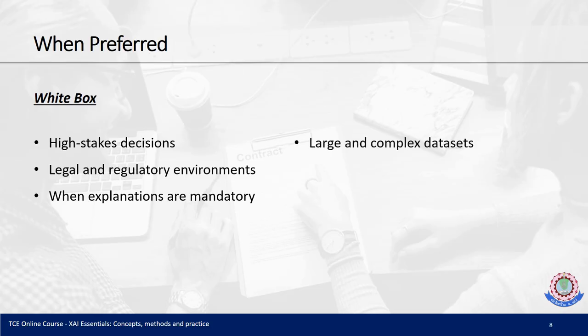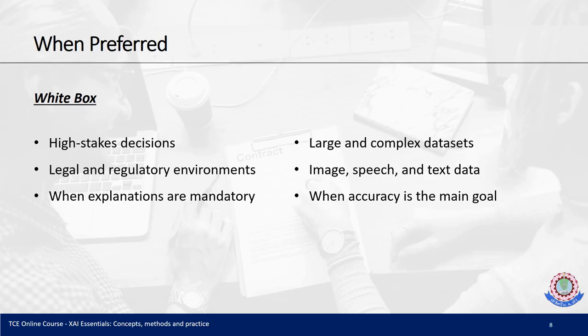Okay, now when there is a large and complex dataset, such as image, speech or text data, that has to be analyzed, and accuracy is the main goal, then definitely we can move to a black box model. Black box models are commonly used when dealing with large datasets, unstructured data and highly complex patterns. Most importantly, when accuracy matters. In these cases, accuracy may be the top priority and interpretability is addressed later using explainable AI techniques.